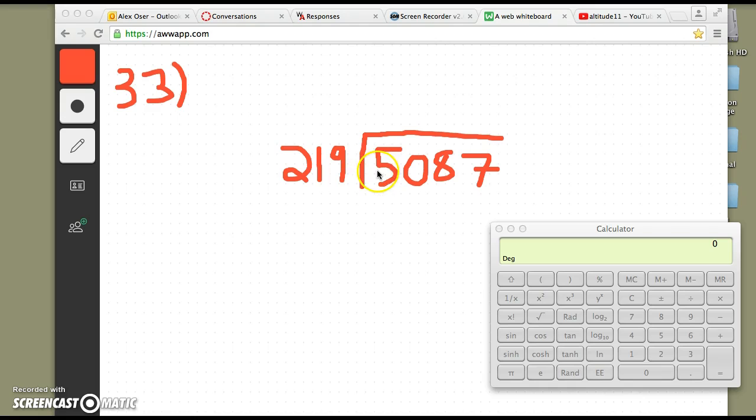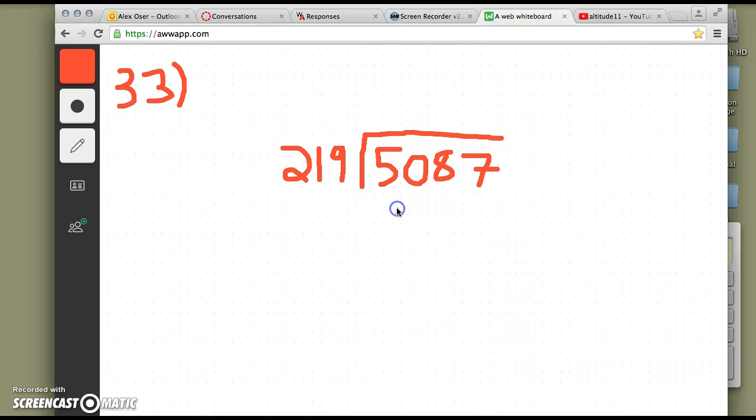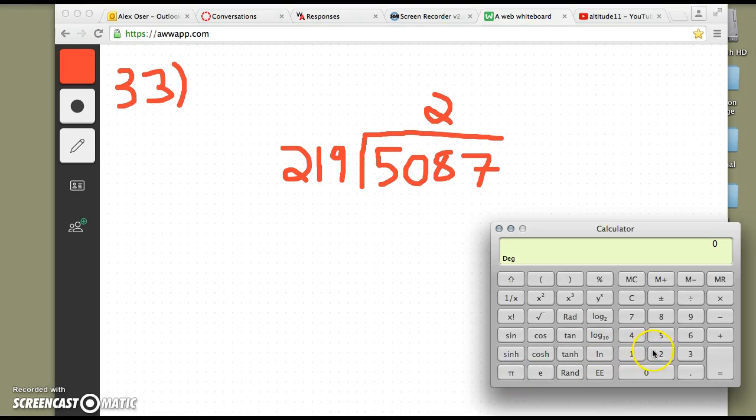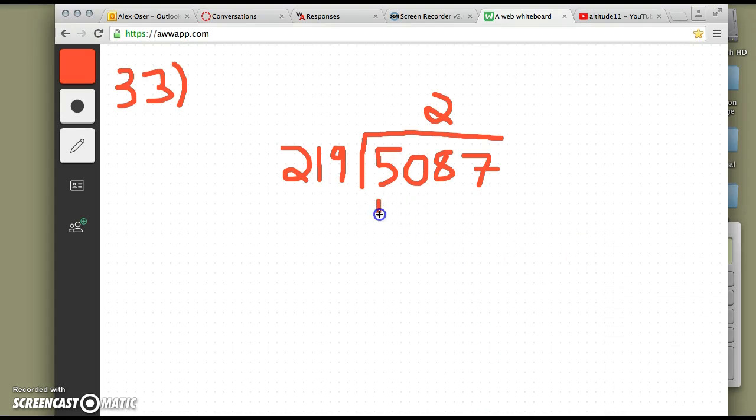All right, so what we need to do first is see how many times 219 is going to go into 5,087, but we want to start off by shortening this number up. So let's just concentrate on these first three values, 508. How many times does 219 go into 508? That ends up being 2 times, without going over. So 219 times 2 gives us a total of 438.